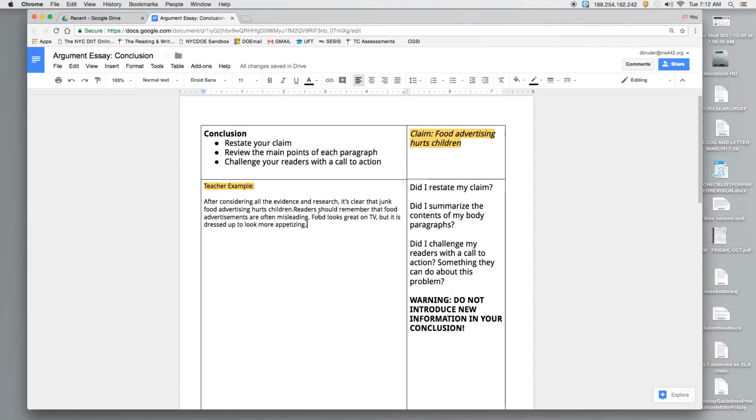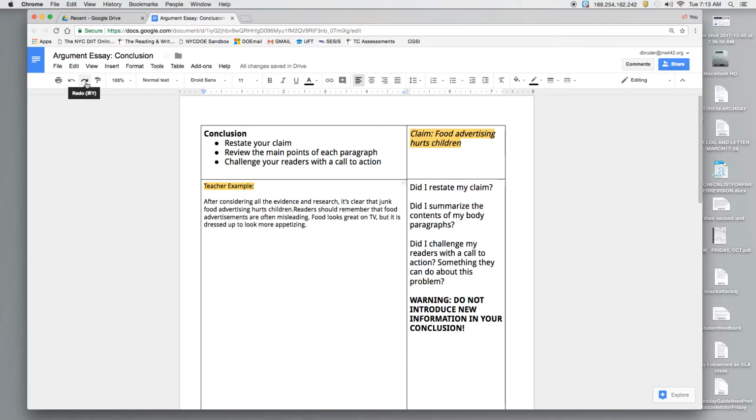Readers should remember that food advertisements are often misleading. That was body paragraph 1. If you want to spend a little bit of time reminding readers the points that you made in your first body paragraph, go for it. I said, food looks great on TV, but it's dressed up to look more appetizing.